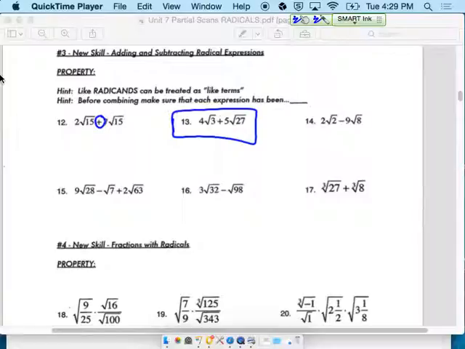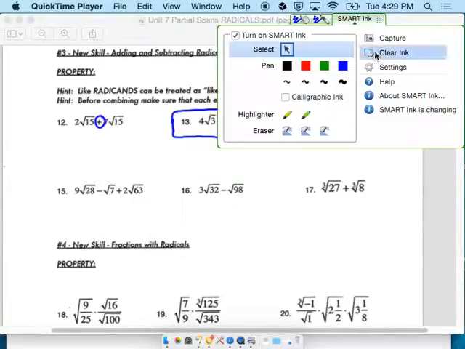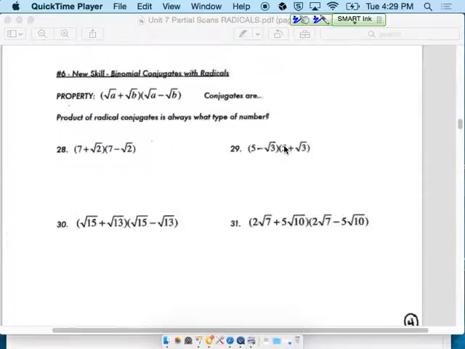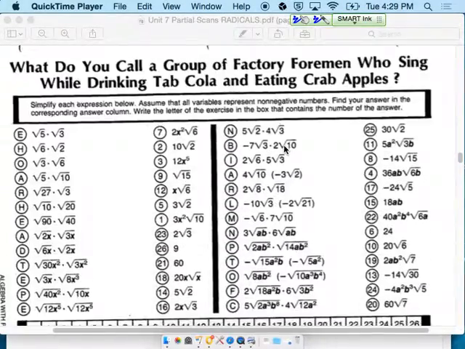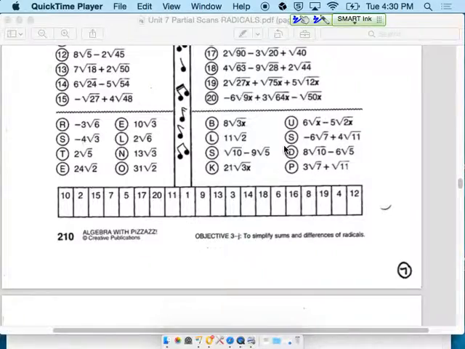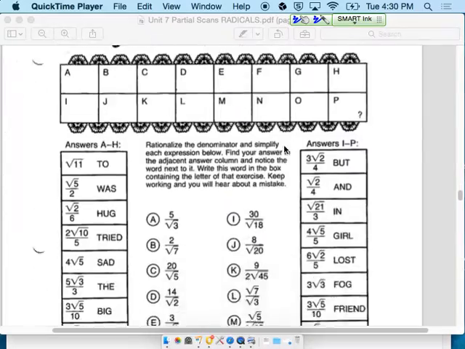Like in number 13, this has not yet been simplified, so I would need to simplify down the square root of 27. In this problem, I would need to simplify down the square root of 8, and then I would compare to see if I then have like radicands, and I can combine my terms. Since we've done these in class, what I would like to do is move to one of the problem sets and do some of the more complicated problems on a video, just in case class went a little bit too fast.